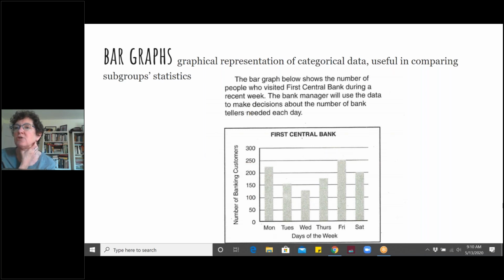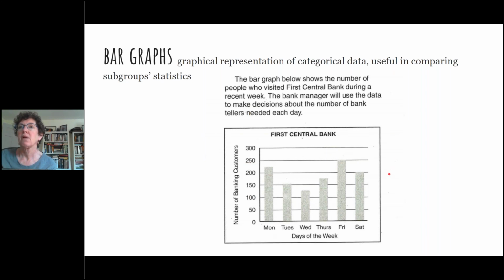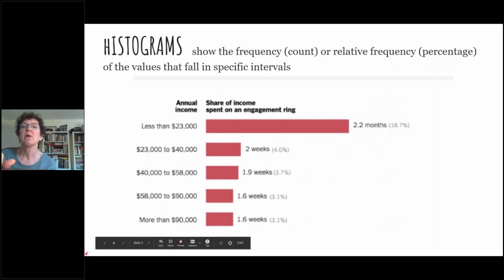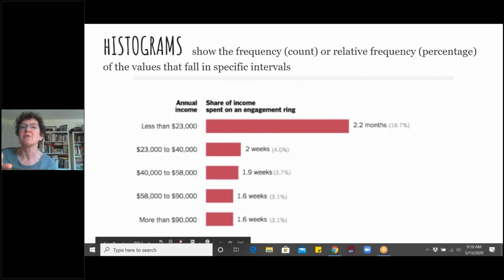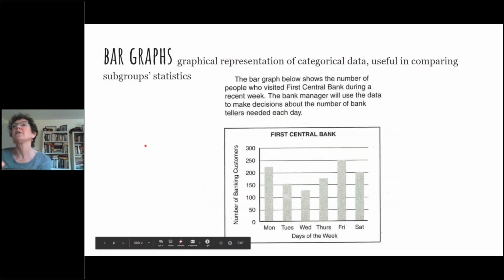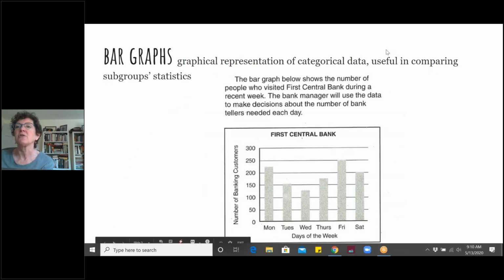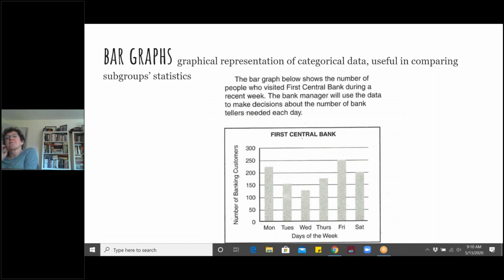If you were going to schedule bank tellers as the bank manager, what would be important about reading this graph? Say that again. If you were going to schedule employees to work.